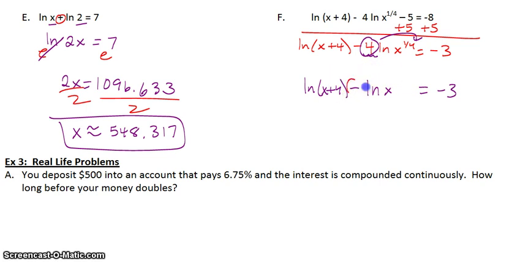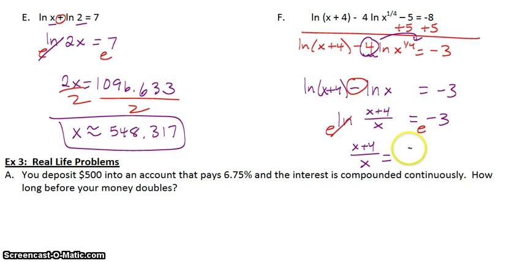I also right now have a subtract sign, so I'm going to use the property that says when I have a subtract sign, I'm going to condense it to a single log. The stuff that's positive goes on top, and the part that was negative goes on bottom. And here's what I've got. Once you have the single ln, now is where I'm going to exponentiate. I take e as a base on both sides, so I'm left with x plus 4 over x is approximately 0.0498.